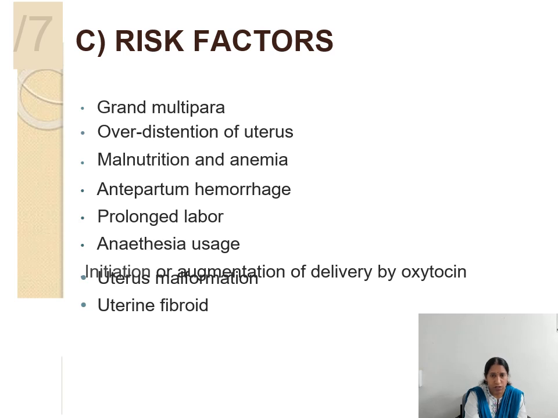So main risk factors are nothing but grand multipara, over-distended uterus, malnourished and anemic patients, antepartum hemorrhage, prolonged labor, anesthesia usage, and also initiation or augmentation of labor by oxytocin, and uterine fibroids. In all these causes the tone, that is the retraction of the uterus, will be affected, and so the patient will land up with PPH.